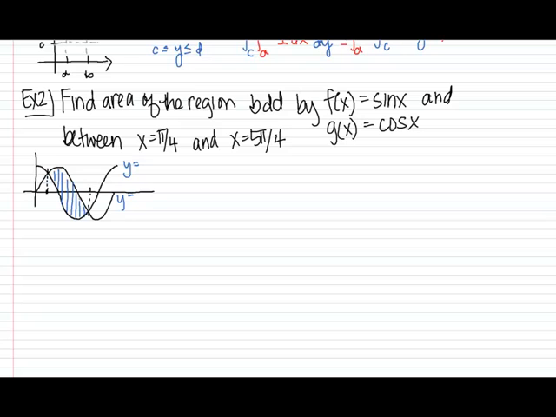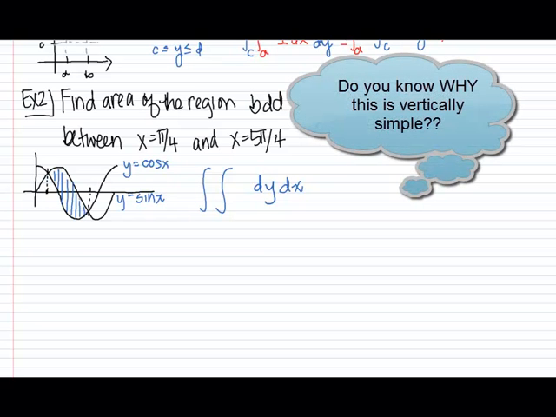So up here at the top we have y equals cosine x. Down here on the bottom we have y equals sine x. So we'll be able to write out our iterated integral as a vertically simple section because we have our rectangles standing up.